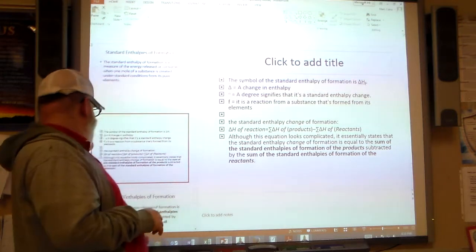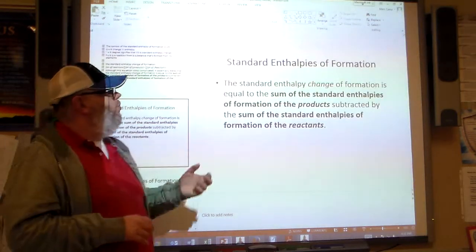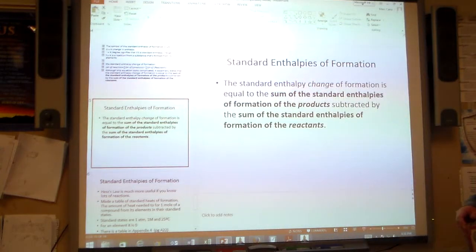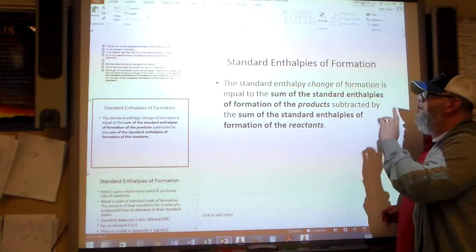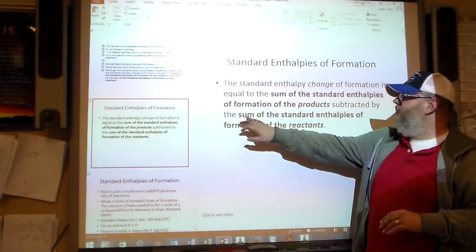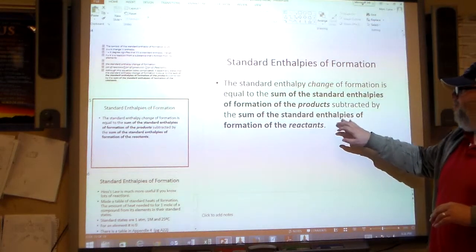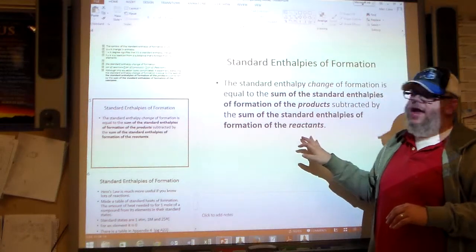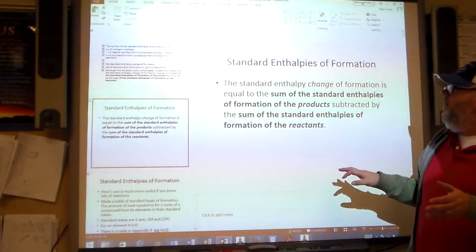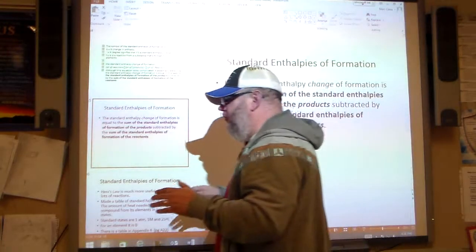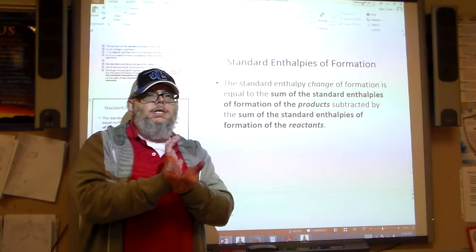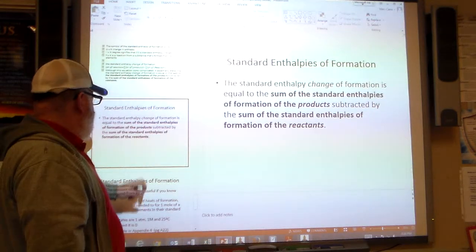And basically, this is what it's trying to say. The standard enthalpy change of formation is equal to the sum of the standard enthalpies of formation of the products, subtracted by the sum of the standard enthalpies of formation of the reactants. That's all that it's doing, okay? That's the idea behind it. So we're looking, again, at enthalpy, the total heat content in the system.